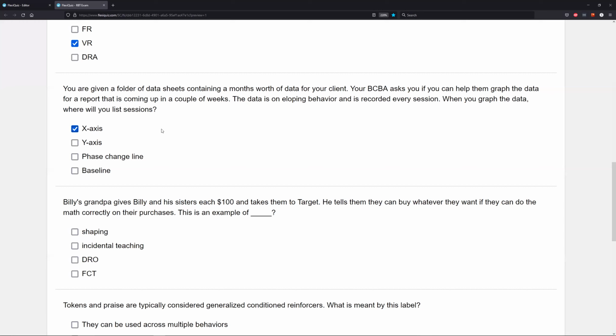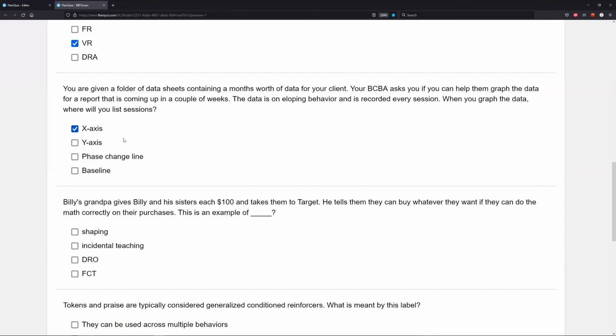Understand why the rest of the answer choices are wrong. This is a good example again. We know A is our answer, okay? But let's be sure. So y-axis, what goes on the y-axis? Behaviors go on the y-axis, okay? So sessions would not go on the y-axis.